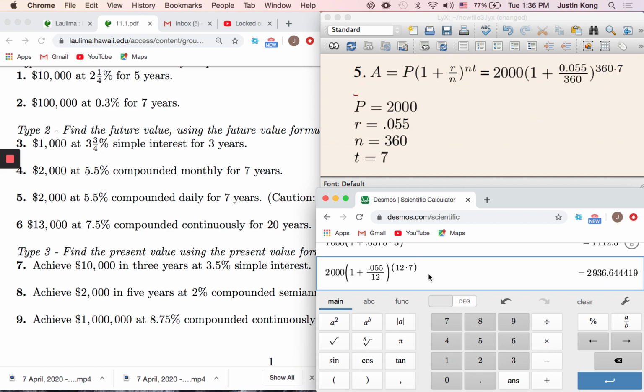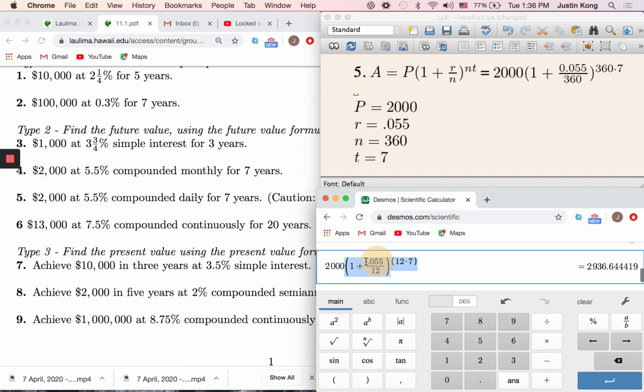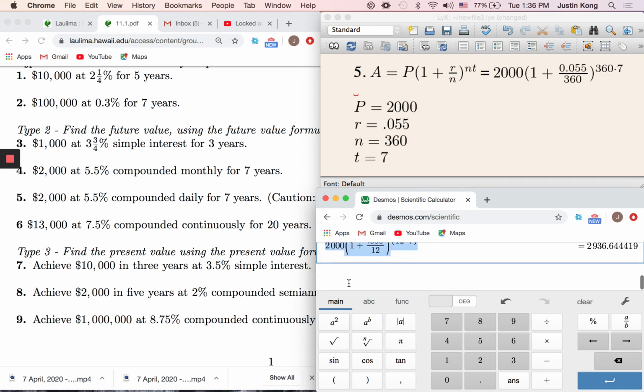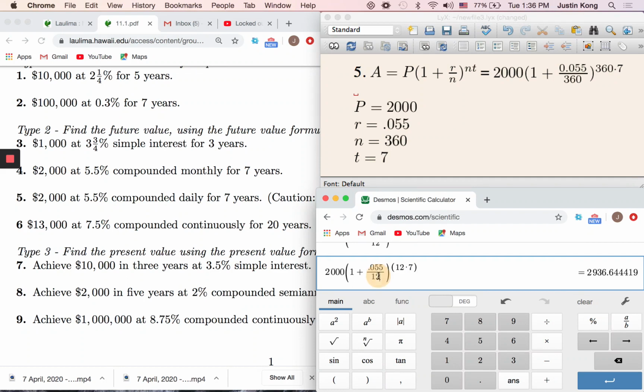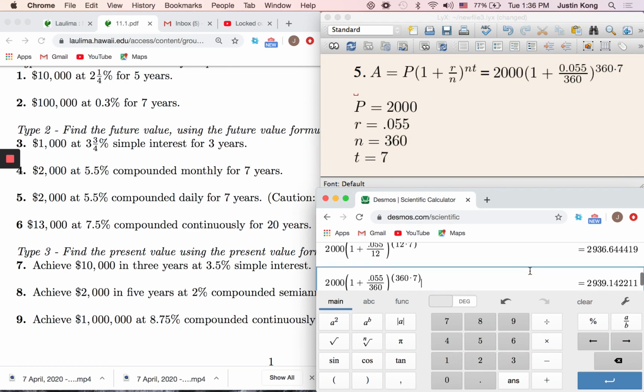And I'm just going to copy this previous equation, because it's really the same thing again. Only difference is replacing n with 360. Okay. 360. And you look, it's almost the same. Whether I compound monthly or I compound daily, I only really gain less than $3 over the course of 7 years. So actually there's not much gain there. Okay, let's check the continuous now.